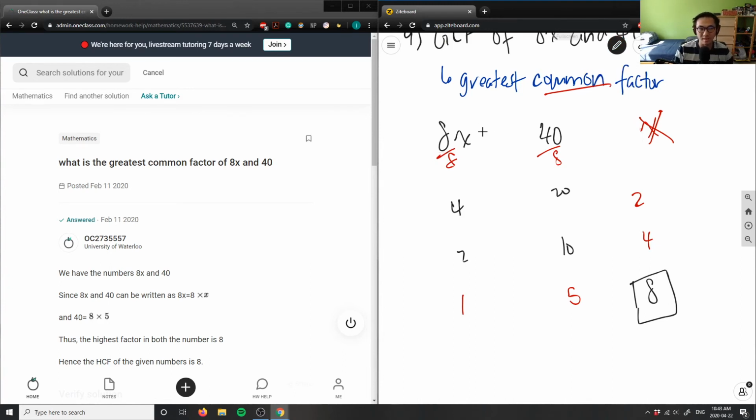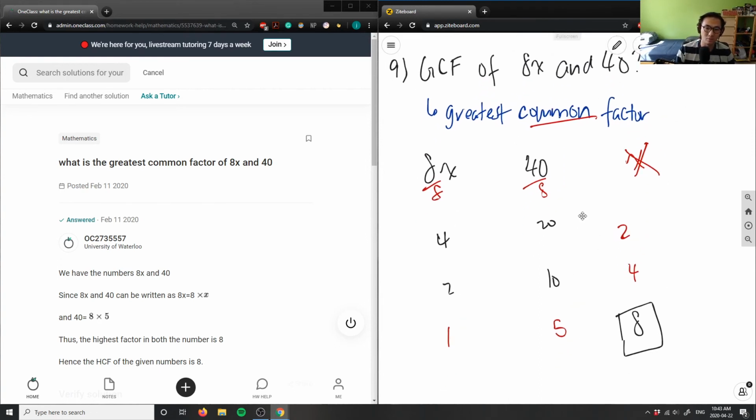And why is that the case? Well, my highest number here is 8, which means the greatest common factor can be at most the maximum of this number. Therefore, the greatest common factor of both 8x and 40 is equal to 8.